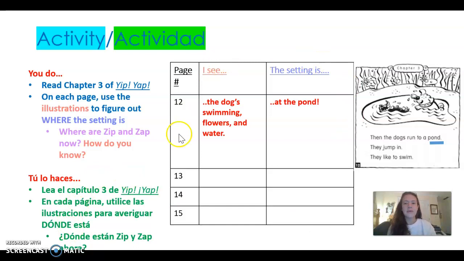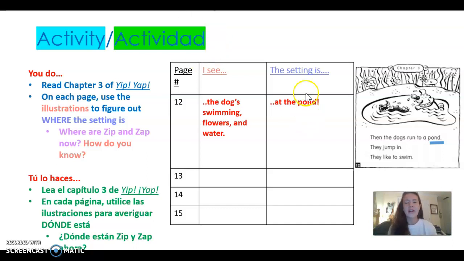So you're going to make a table that looks kind of just like this. And for each page in chapter 3, there are 4 pages. For each page, you're going to use the illustrations to figure out what the setting is. So in this column, you have the page number. In this column, it says, I see. And that just means you're going to look at the illustrations and you're going to tell me what you see there. What clues do you see that's helping you figure out the setting?